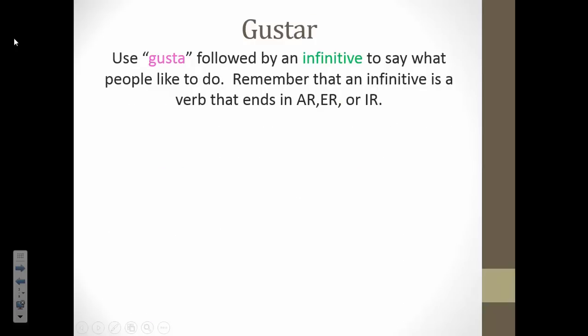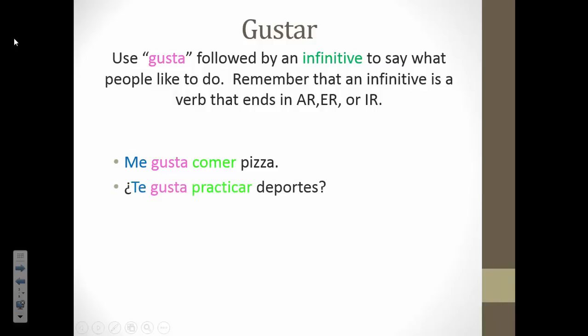Okay. Use gusta followed by an infinitive to say what people like to do. So remember that an infinitive is a verb that ends in AR, ER, or IR. And I have examples below of different kinds of verbs or infinitives that you can use with gustar to say what people like to do. So, me gusta comer pizza. We know comer is a verb. It's an ER verb, and it means to eat. So use gusta with an infinitive. Let's look at the next one.